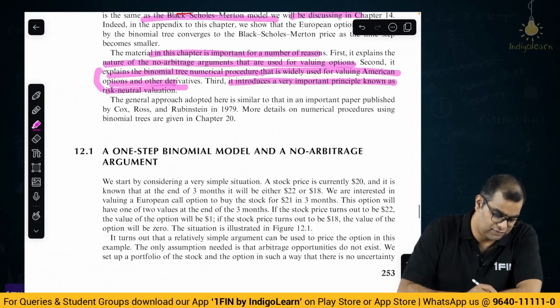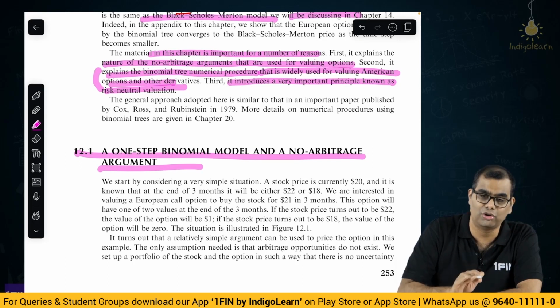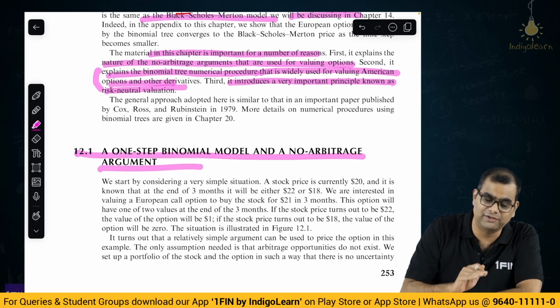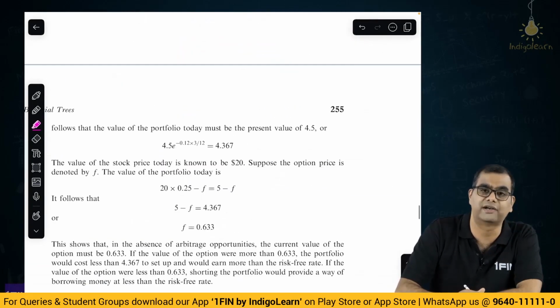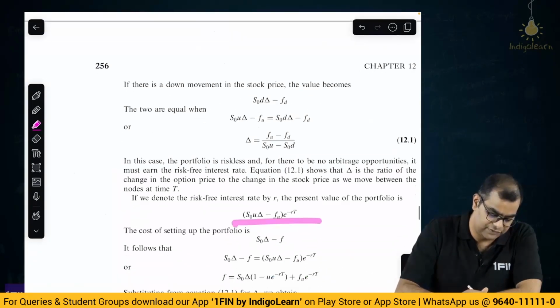As part of the one-step binomial model, there is a no-arbitrage argument. So, that P probability is part of this. If anyone says that it is not, I think we should go through John C. Hull carefully first. Okay, that is the first aspect.